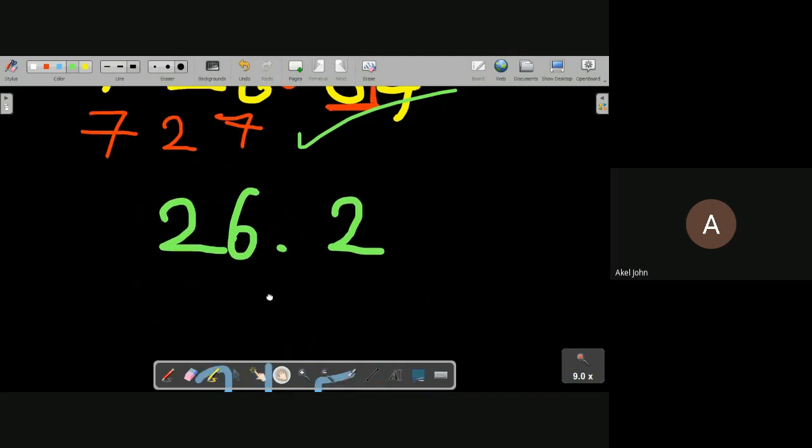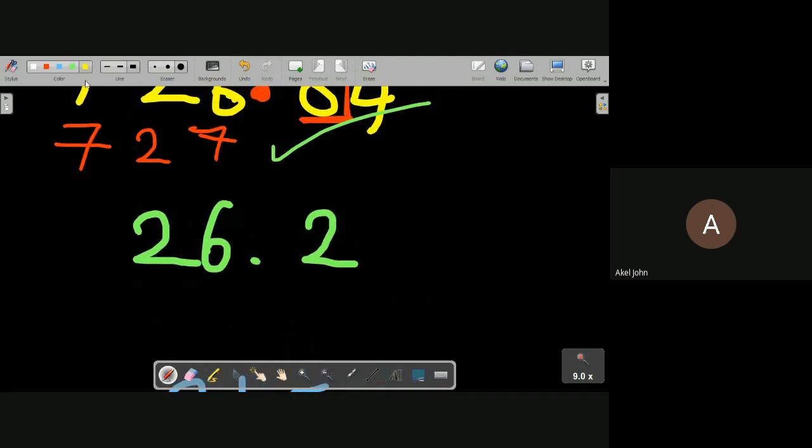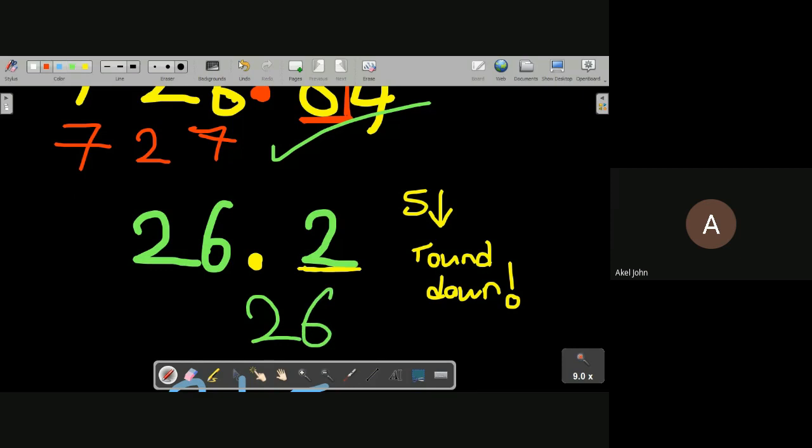26.2 tenths, or 26 and 2 tenths. Round to the nearest whole number. Locate the decimal point. And as you can see, 2 is in fact less than 5, so therefore you need to round down. So 26.2, rounded down, would just be 26.